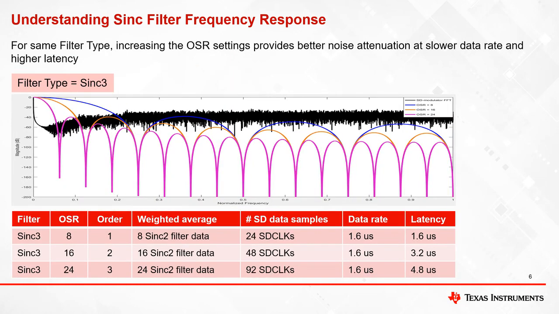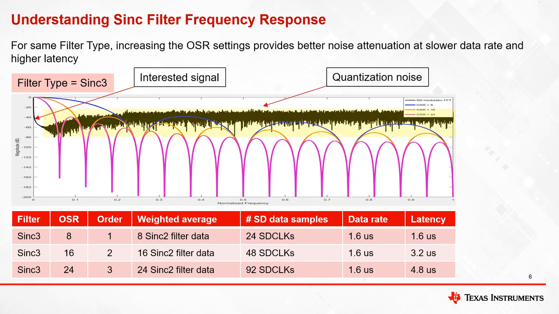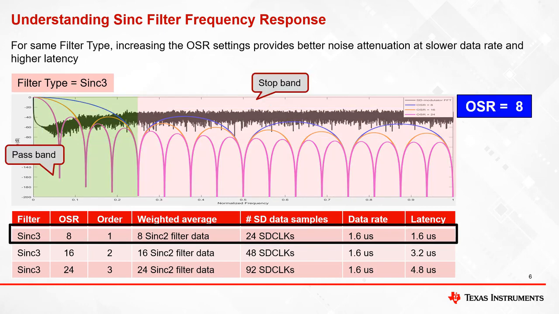This slide shows the frequency response of Sinc 3 filter with different OSR settings of 8, 16 and 24. The black plot is the FFT spectrum of SD modulated bit stream. This is the baseband signal we are interested in, or it is usually called area of interest. And this is the unwanted quantization noise we are trying to remove using our sinc filters. Passband and stopband of Sinc 3 filter with OSR of 8 is shown here. In this filter configuration, it produces filter output by weighted average of 8 Sinc 2 filter data.